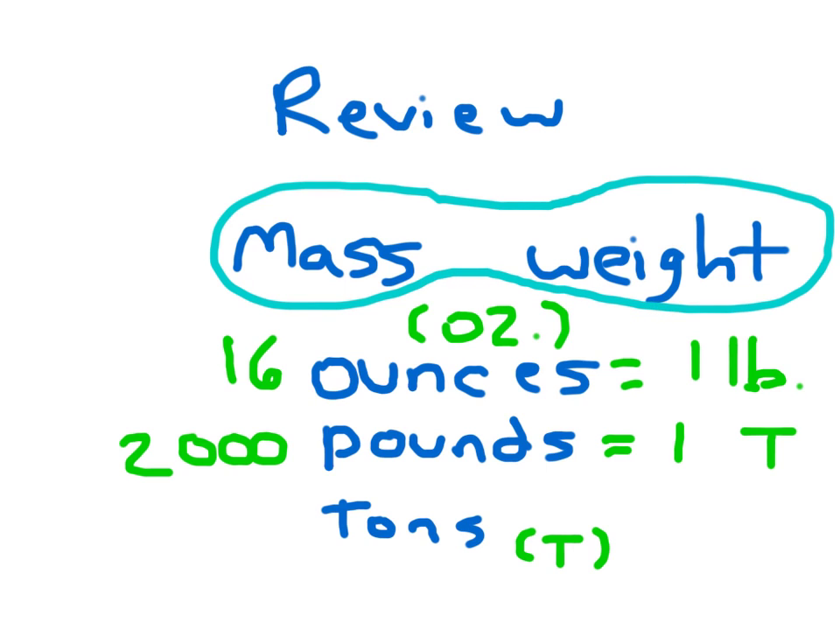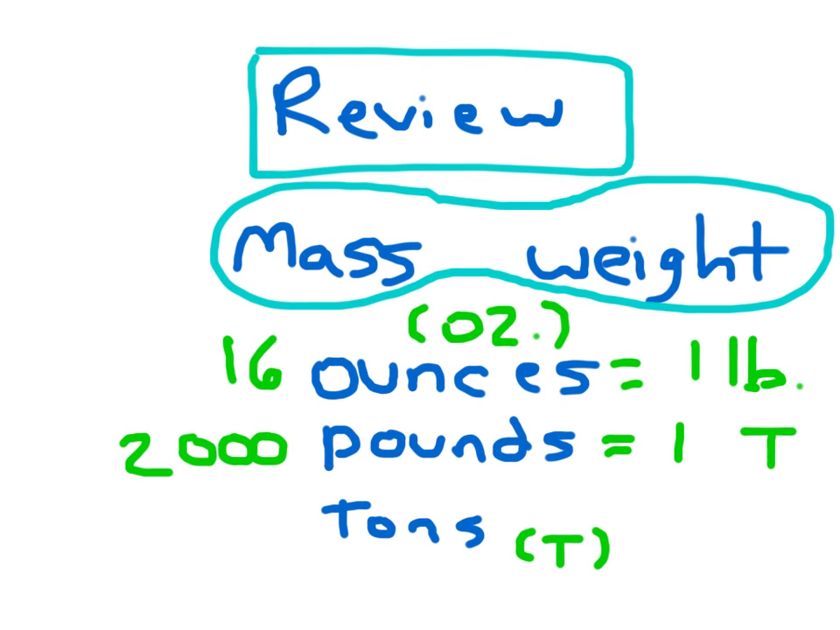And as before, there are ways that we can use these relationships to work on our conversions for mass or weight. This is all part of the what system? Customary system for mass or weight. Smallest again is ounces, then it's pounds, then it's tons.